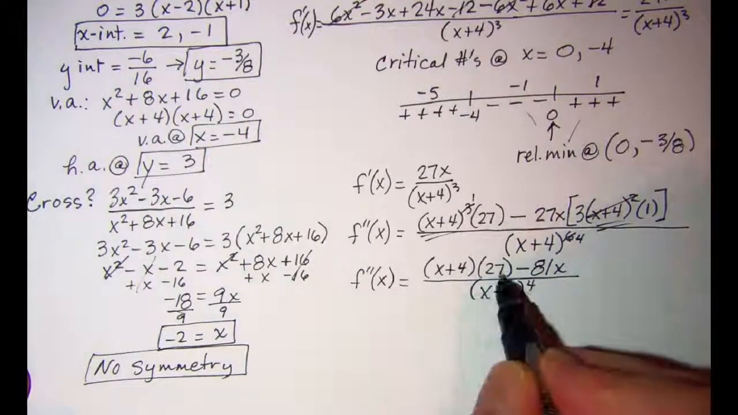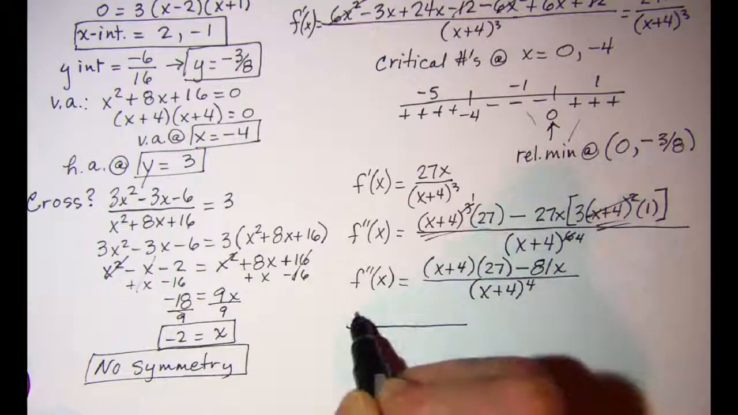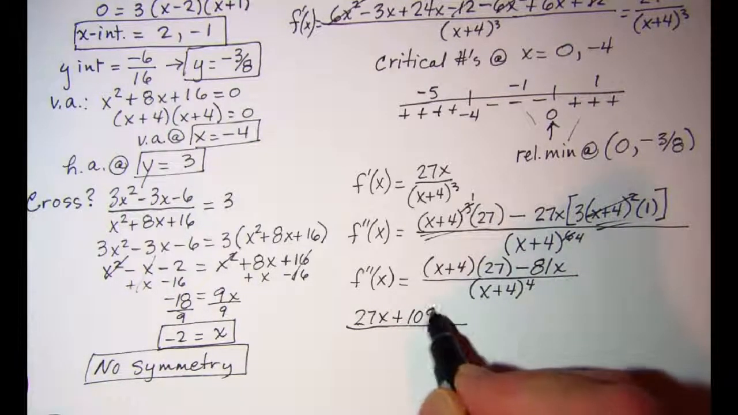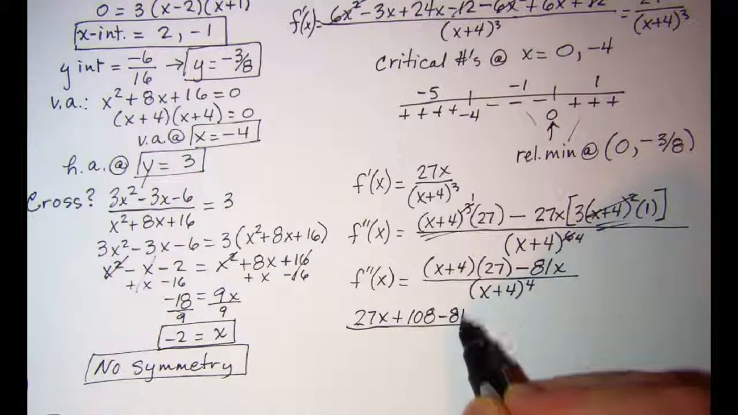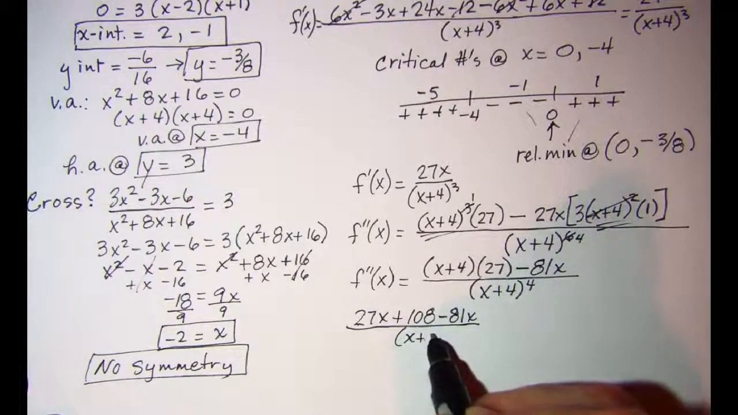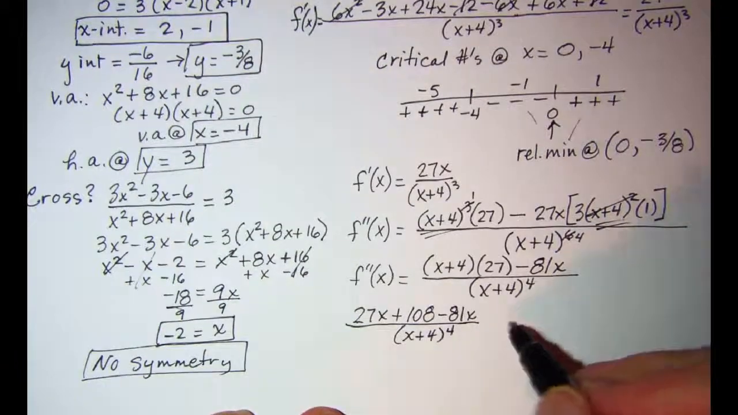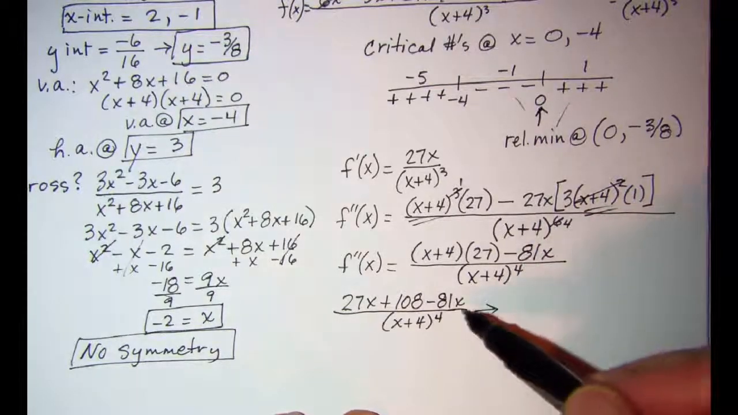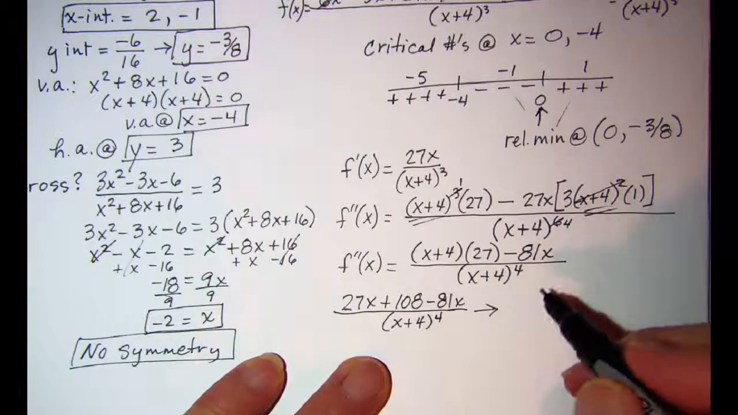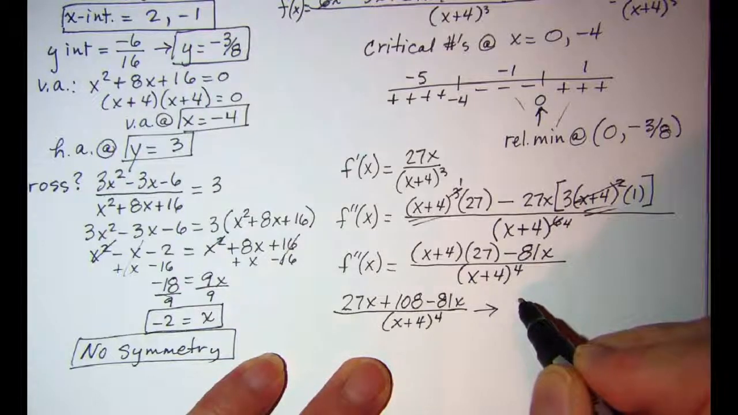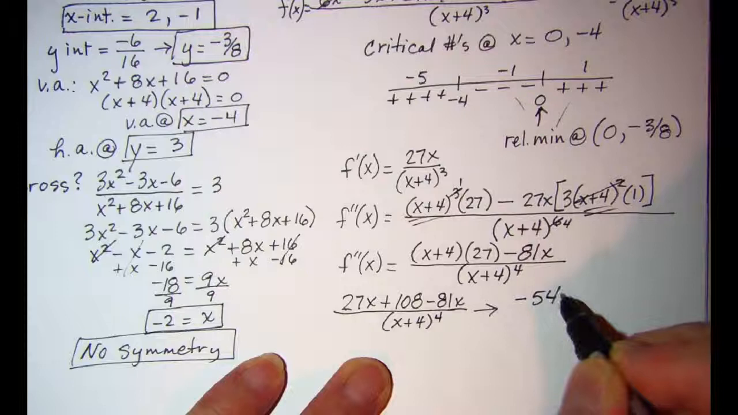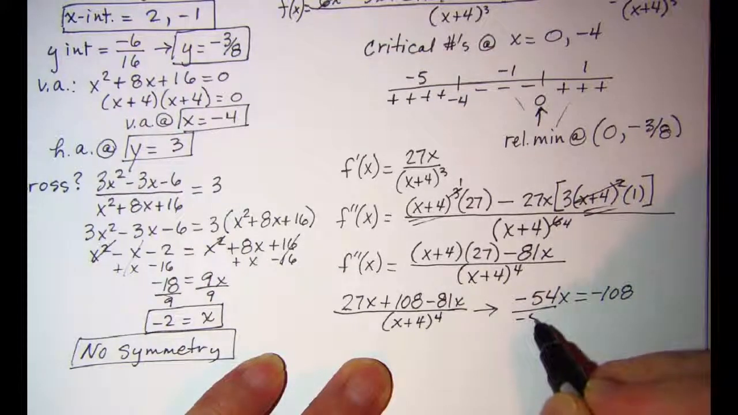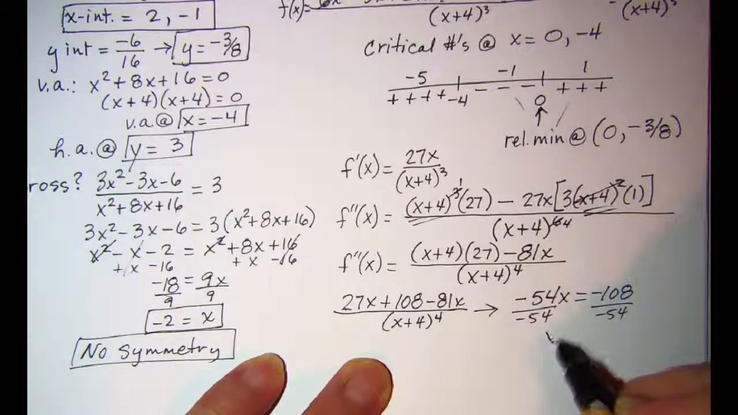So we have 27x plus 108 minus 81x over x plus 4 to the 4th. So this gives me a negative, and when I set this equal to 0, it'll just be the numerator equal to 0. So I have a negative 54x, and that'll be a negative 108. Divide both sides by negative 54, and x is equal to 2.